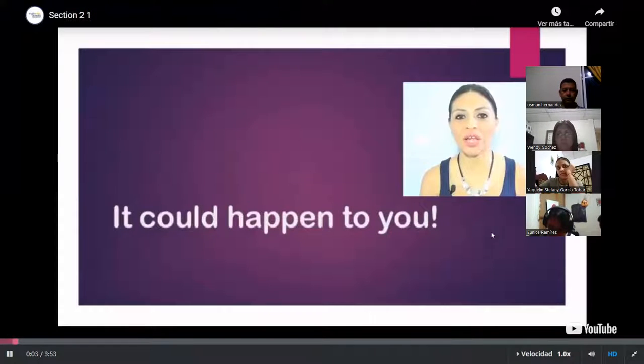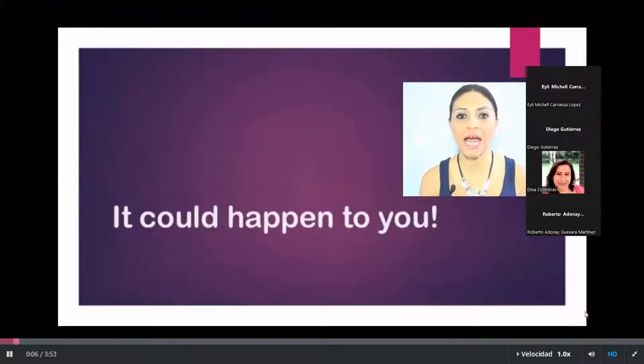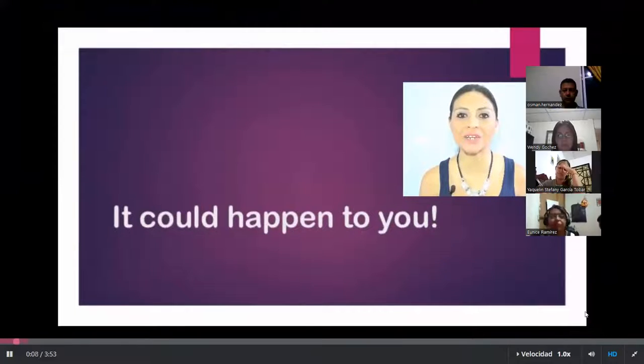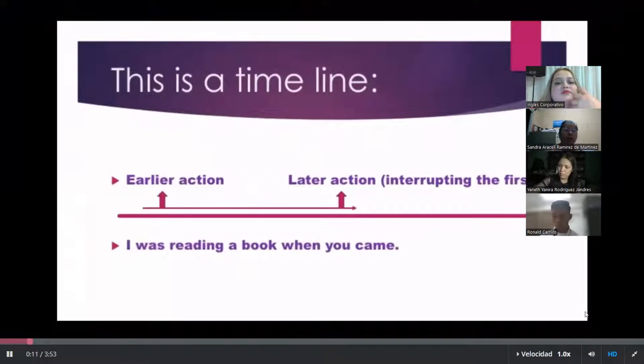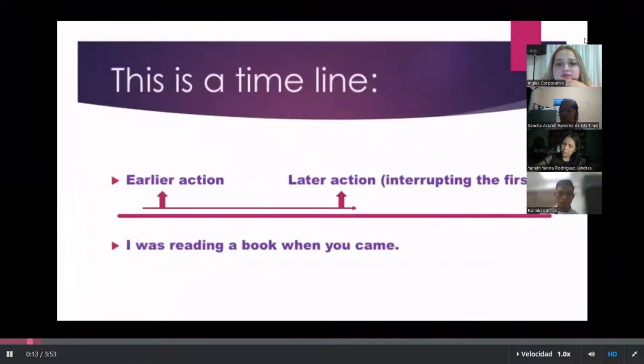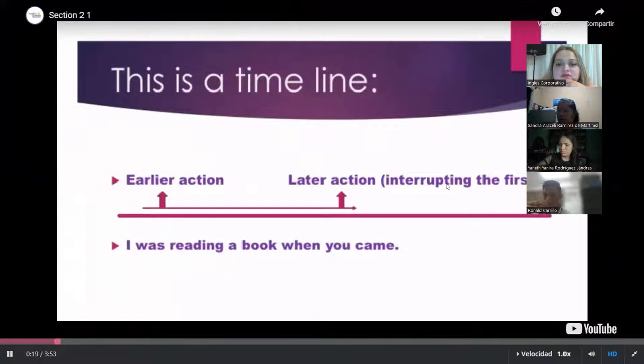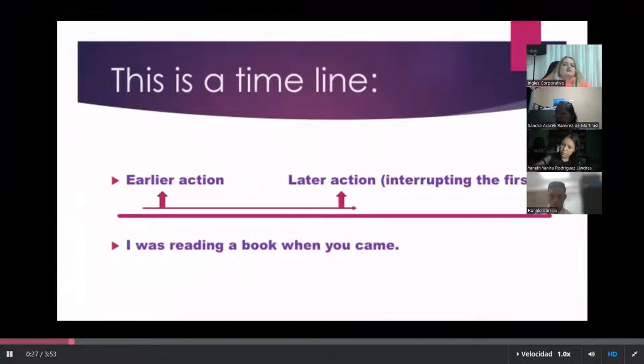Here we go. Hey everyone, are you ready? Let's go on now talking about past continuous versus simple past. I want you to listen and take a look at this. This is a timeline. Notice both actions happened at the same time, but one action began earlier and was in progress when the other action happened. So we may say, I was reading a book when you came. What you just listened to and saw was the intro to this new topic. Now we'll play the audio program so you can follow and understand it better. Remember to stay during the explanation and take notes.